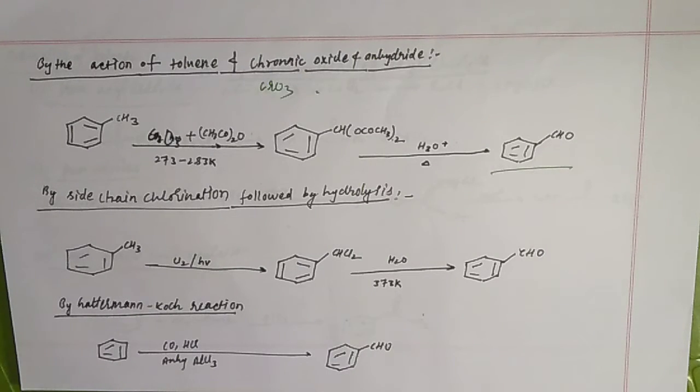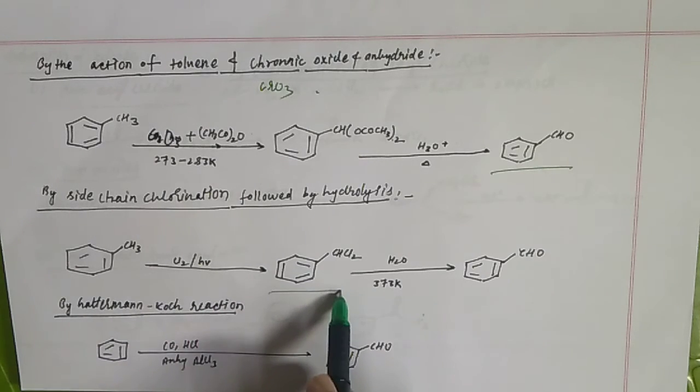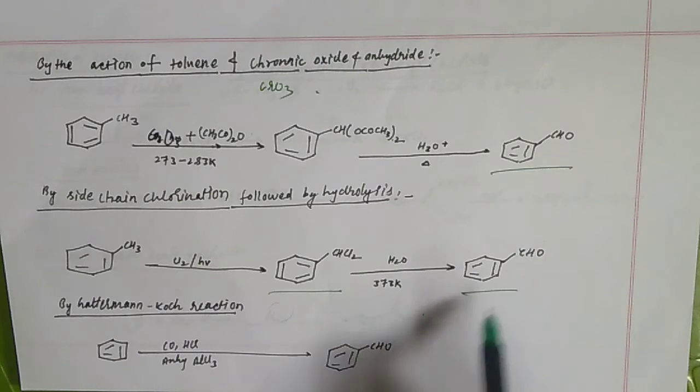Now the next method is side chain chlorination followed by hydrolysis. In this method, you are taking the toluene and, in the presence of UV light, heating it with chlorine. It will give the intermediate, which on hydrolysis gives the benzaldehyde.